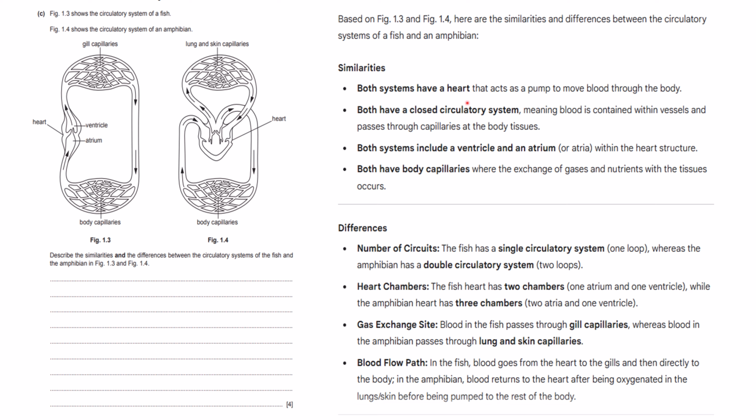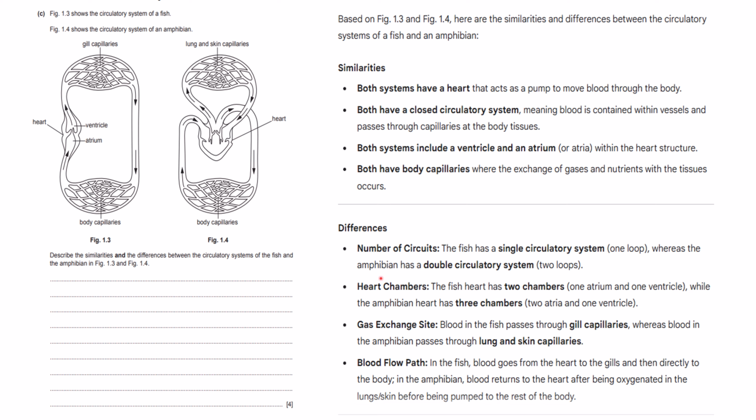Similarities: both systems have a heart. As you can see, both have a heart that acts as a pump to move blood through the body. Both have a closed circulatory system, meaning blood is contained within vessels and passes through capillaries at the body tissue. Third point, both systems include a ventricle and an atrium, or auricle, within the heart structure. Both have body capillaries where the exchange of gases and nutrients with the tissues occurs.